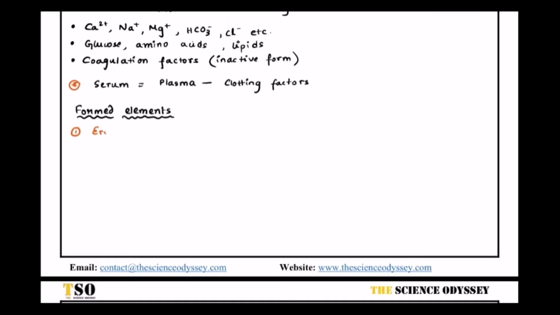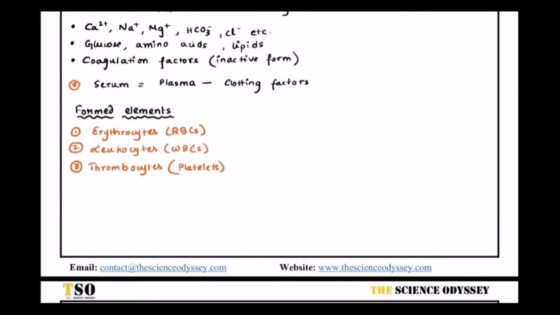is erythrocytes, which are also called the red blood cells or RBCs. The second one are called the leukocytes. They are also known as the WBCs or the white blood cells. And finally, we have the thrombocytes, which are infamously the platelets.